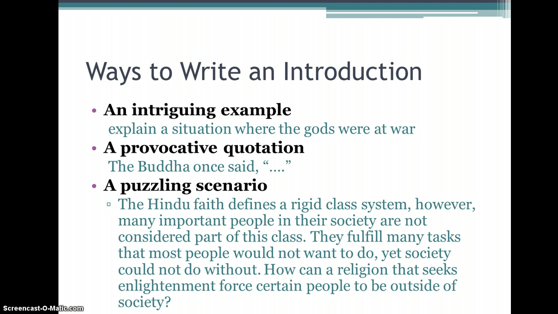You can start with a puzzling scenario. Now, this is one that a lot of people like to go to because it's more like telling a story. So my example is: the Hindu faith defines a rigid class system. However, many important people in their society are not considered part of this class. They fulfill many tasks that most people would not want to do, yet society could not do without. How can a religion that seeks enlightenment force certain people to be outside of society?